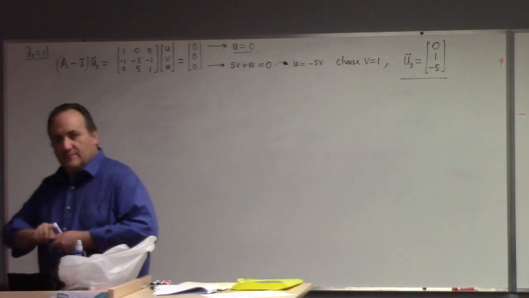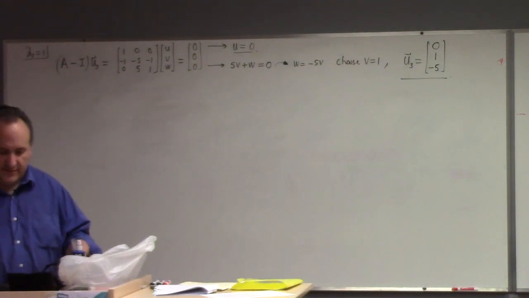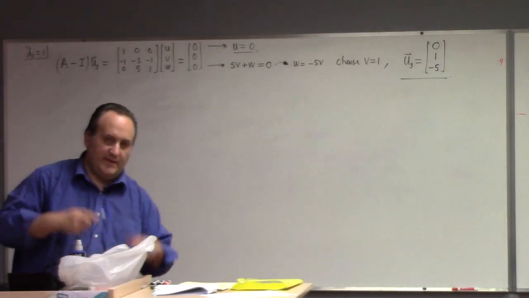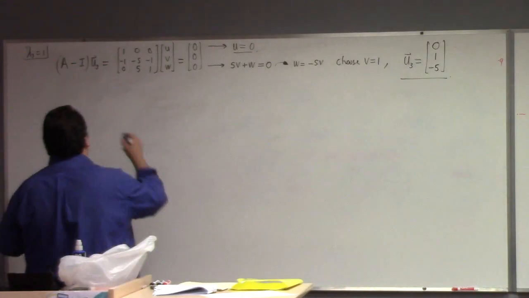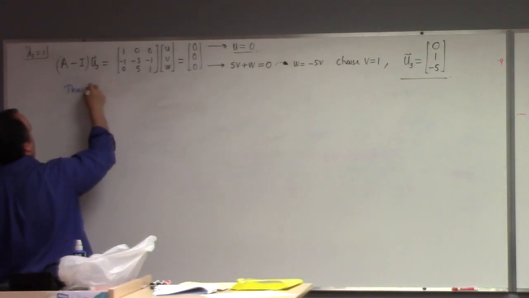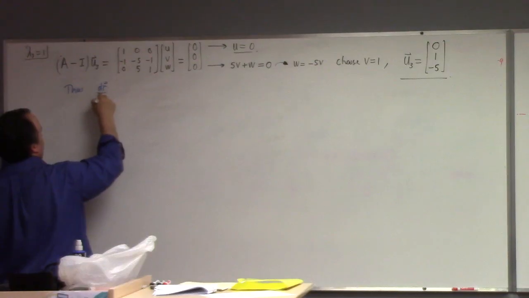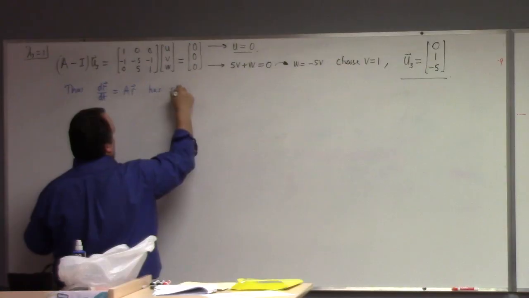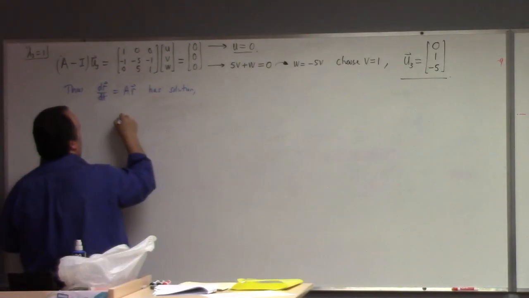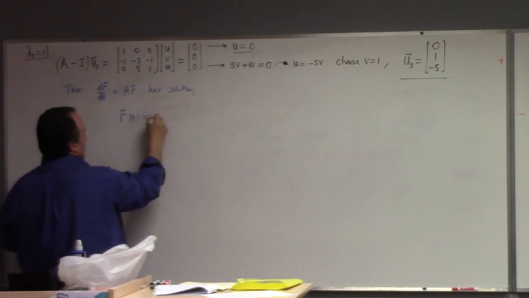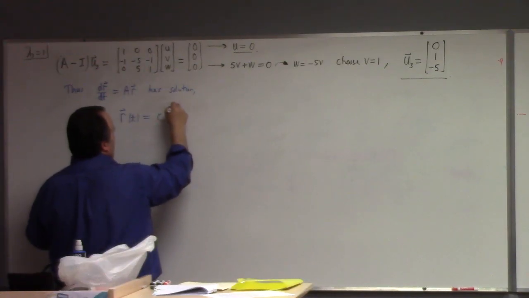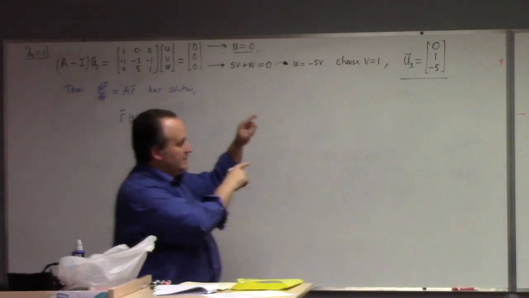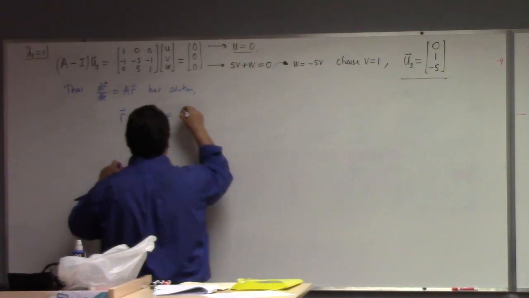Now, why are we doing this? Well, last time we derived that if you have an eigenvector with an eigenvalue, that gives you an eigensolution to the problem. Put that together with the theory, we find thus, dr/dt equals Ar has solution r of t is equal to c1 e to the, what was lambda 1? Lambda 1 was 2. So e to the 2t.